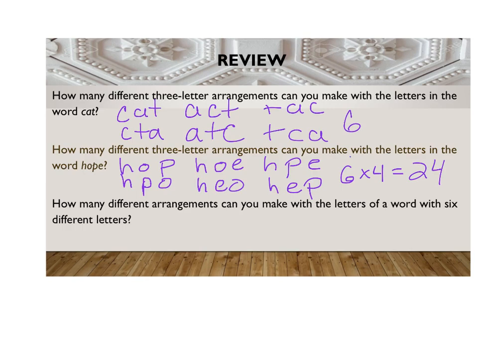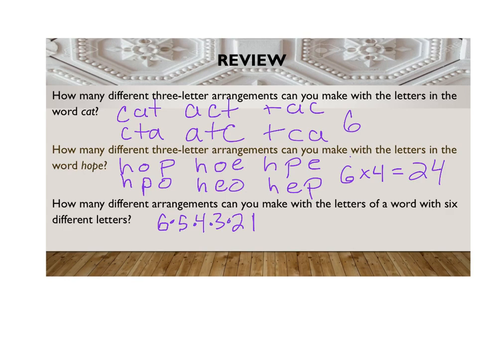How many different arrangements can you make with the letters of a word with 6 different letters? Basically, each letter is a first letter. Once I have each of those letters, there are 5 left that could be the second letter. And then there are 4 left for the third letter, 3 for the 4th letter, 2 for the 5th letter, and now there's only 1 left for the 6th letter. So this gives you all your possibilities, and you're going to multiply these numbers together.